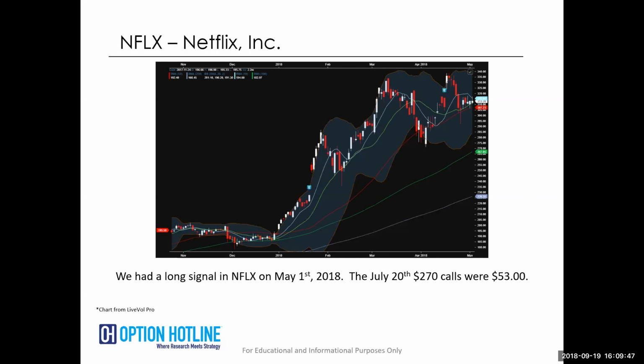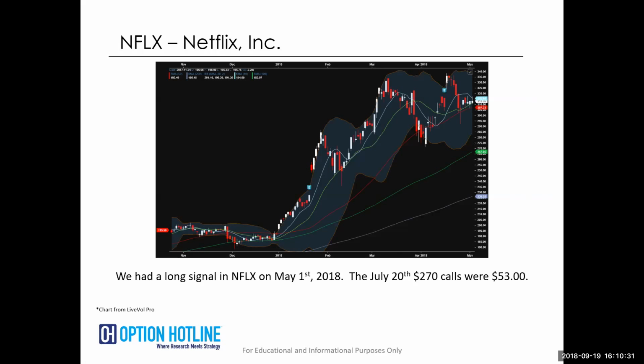So our big league options platform has a long signal on Netflix on May 1st, 2018, when it's trading at $313. 100 shares costs $31,300. Or one July $270 call costs $5,300, because remember you get the 100 multiplier. That represents effectively 100 shares of stock. So instead of spending $31,000 to be long this stock, I'm spending $5,300 to be long this stock. So I'm getting 6-to-1 leverage.